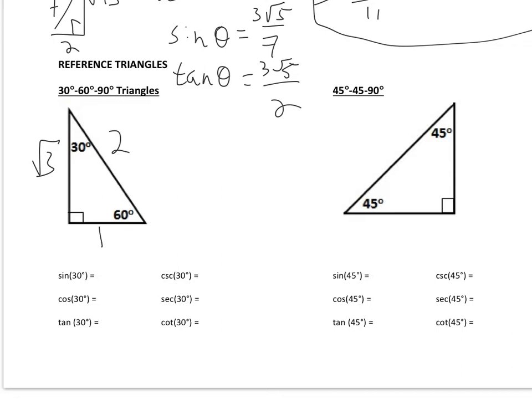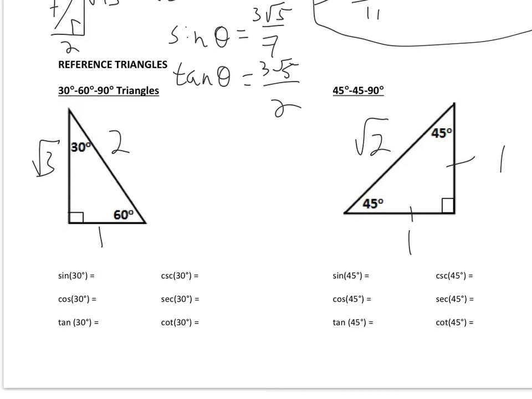And then in this 45, 45, 90 over here, you know the two legs are congruent, isosceles triangle, two legs congruent. If they're each 1, then the hypotenuse is root 2. Okay, so a quick little refresher on that.